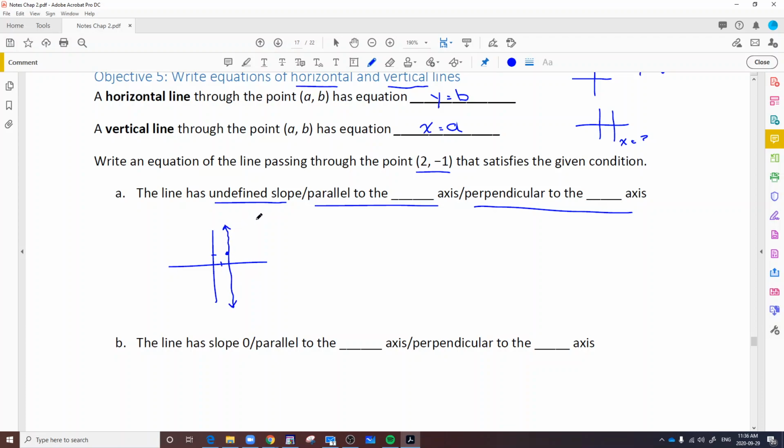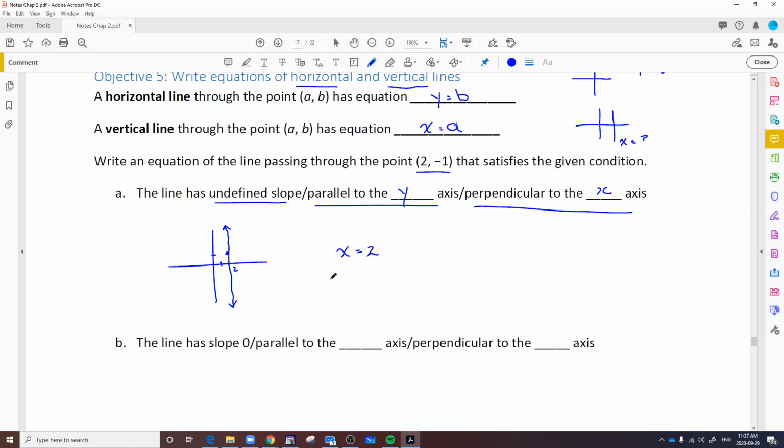And then there are 2 other ways that they could reframe this question. They could say, write an equation of a line passing through point (2, -1) that satisfies the given condition. It has an undefined slope. Or they could say it's parallel to the y-axis, or they could say it's perpendicular to the x-axis. All 3 of those would be different ways of asking the same question. But the moral of the story is we want to find the equation of this vertical line. This vertical line passes through the x-axis at the point 2. So the equation of this line is x equals 2.